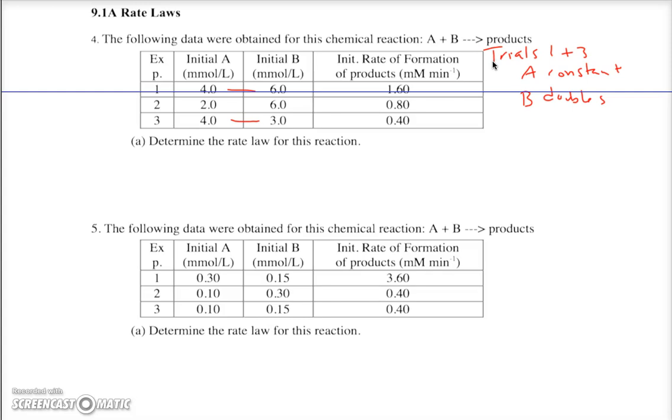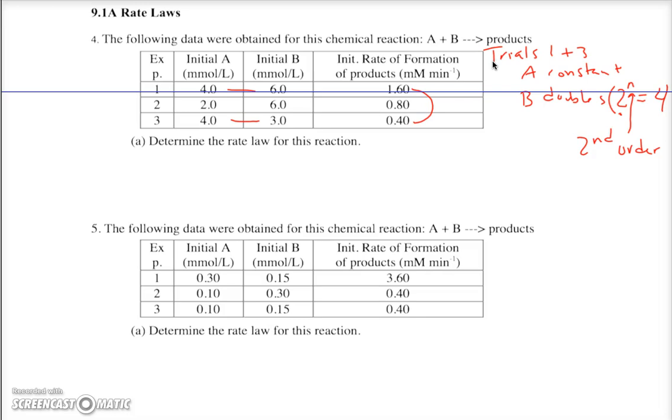So the question is, for the concentration of B, if it doubles and you raise that to some power n, that has to be equal to the change in the rate between those 2 trials. So from 0.4 up to 1.6, that's a quadrupling. So if we doubled B, what power do we need to raise that to in order to get a rate increase of 4? There we see that n has to be 2, and we call this second order.